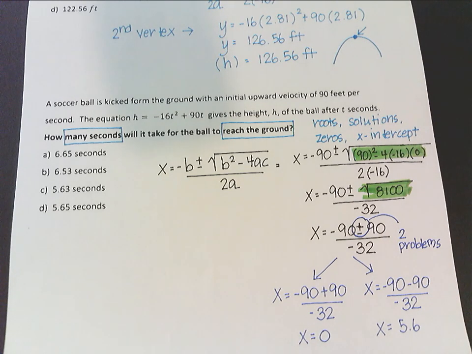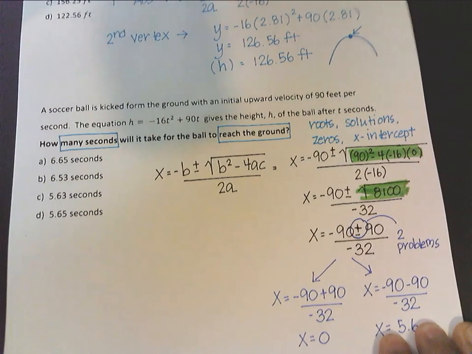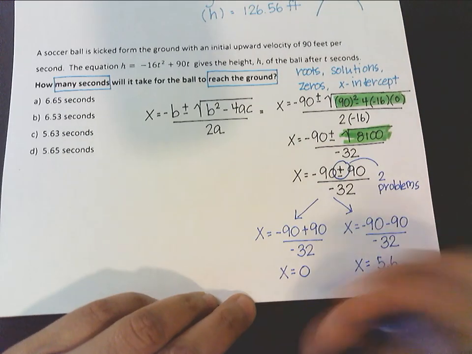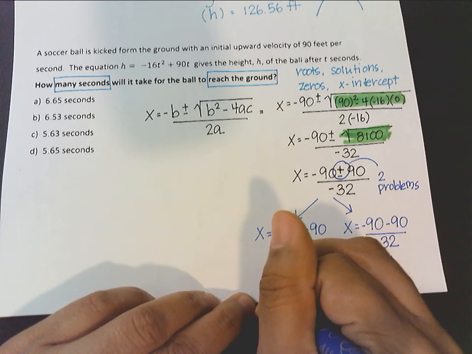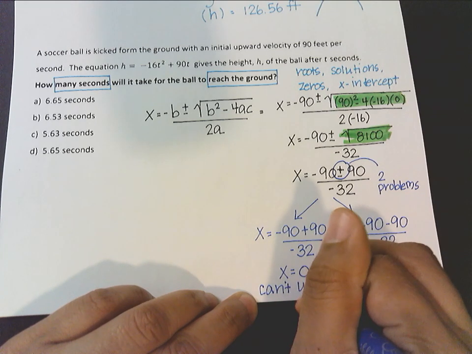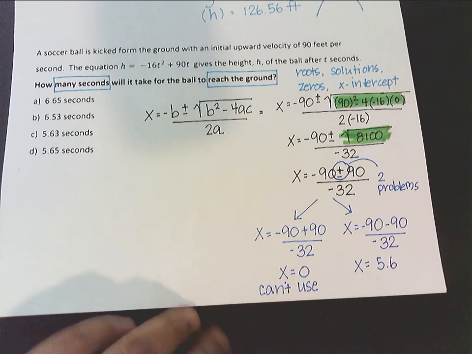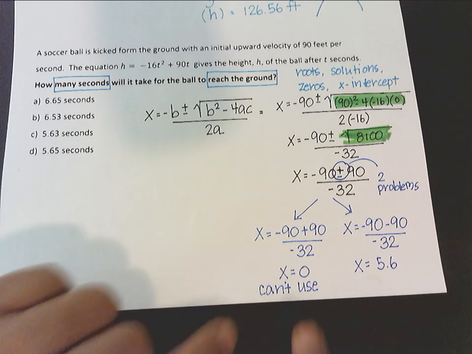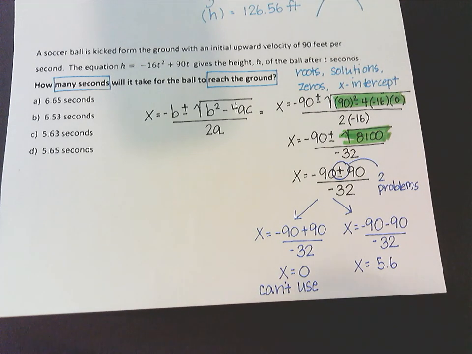I can't use the 0. And the reason that I can't use the 0 is because we know that it did not take him 0 seconds to hit the ground. It took time. So I can't use the 0. So therefore, it took him 5.6 seconds to reach the ground.